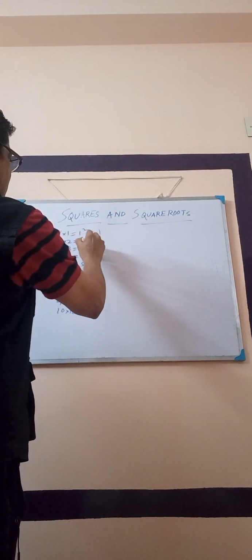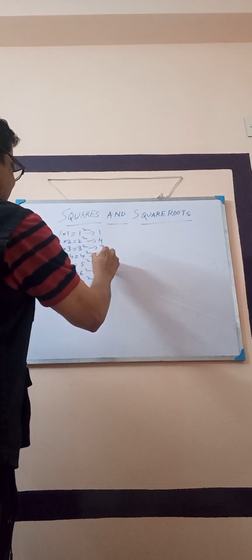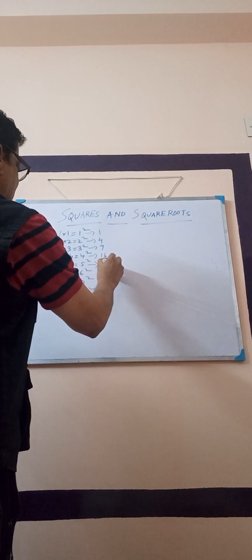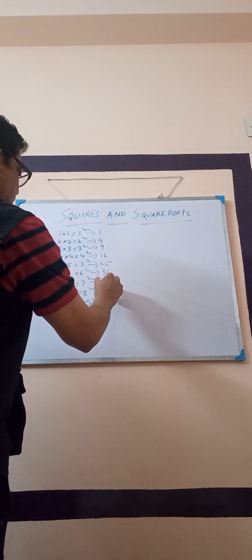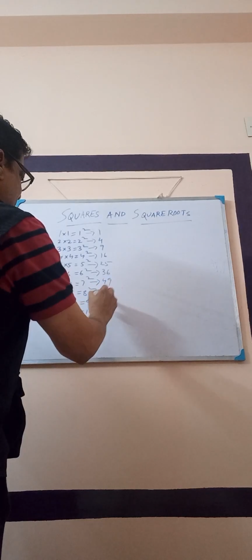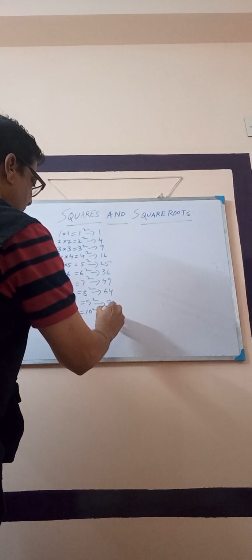1 square is 1, 2 square is 4, 3 square is 9, 4 square is 16, 5 square is 25, 6 square is 36, 7 square is 49, 8 square is 64, 9 square is 81, and 10 square is how much? 100.